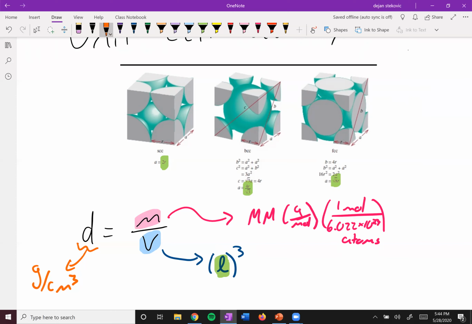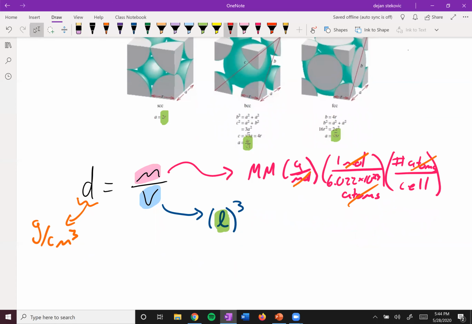What's going to happen is that these moles will cancel out. And then what you need to do is multiply this by how many atoms per cell there are. So number of atoms per cell. And that depends on which kind of packing you have, right? It's either going to be 1, 2, or 4. And then the atoms cancel out with one another, and you're left with grams.